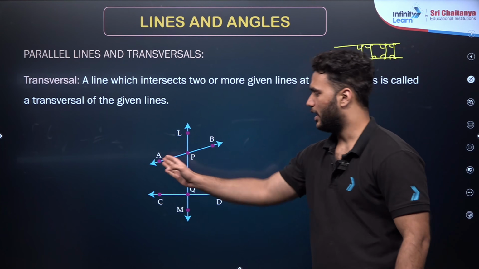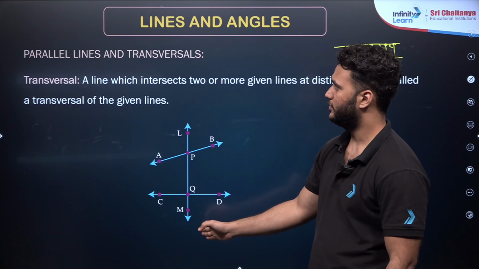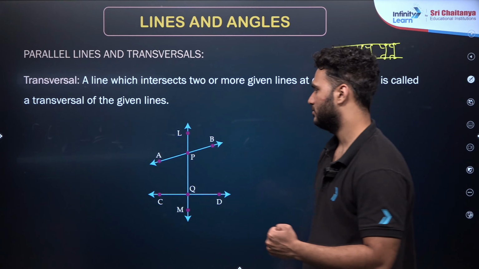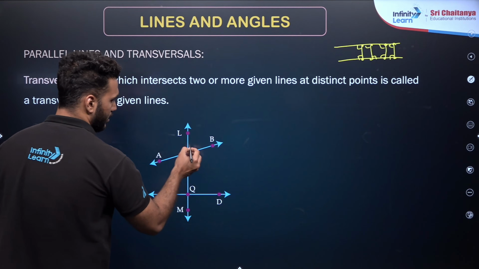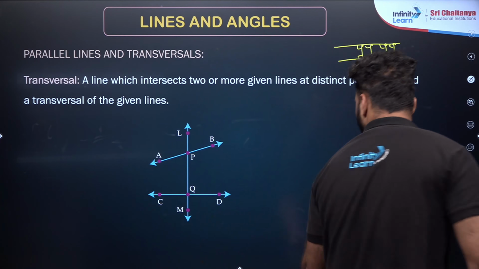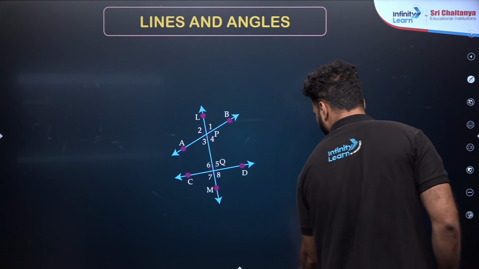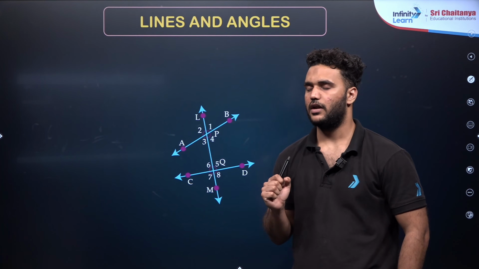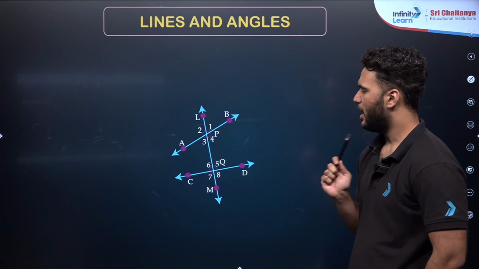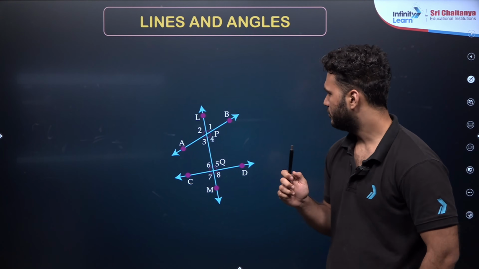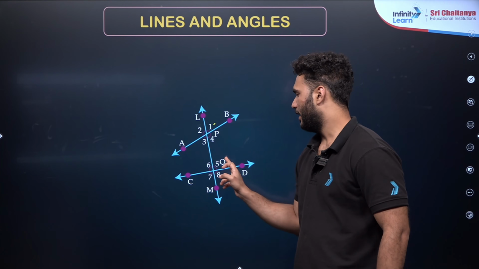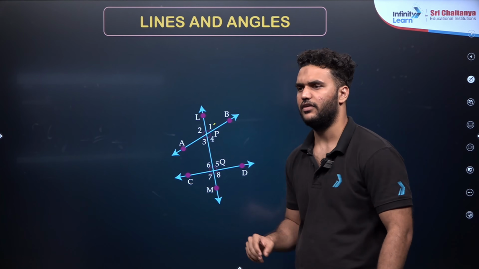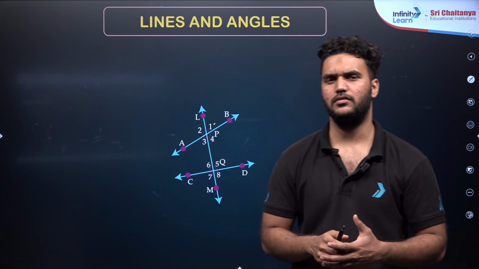See, if we have 2 lines and we make another transversal line, we get 8 angles. One angle here, one angle here. Let me show you. Angle 1, 2, 3, 4, 5, 6, 7, 8. They are angles. Now, if you see angle 1 and angle 5, angle 4 and angle 8, angle 2 and angle 6, and angle 3 and angle 7, they have something special among them.